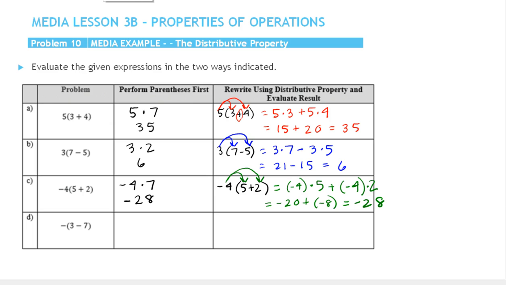And finally, here we can think of this as the opposite of the quantity, 3 minus 7. You can also think of it as negative 1 times 3 minus 7. Okay. So let's look at this both ways. So first, using the parentheses, 3 minus 7 is negative 4. And now we have the opposite of negative 4, which is positive 4. Or if you had thought of this as a negative 1, it would be negative 1 times negative 4. Well, a negative times a negative is positive.